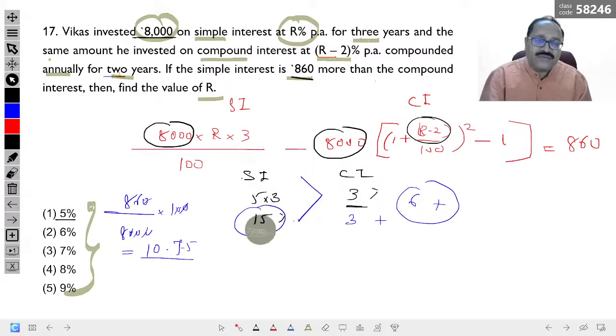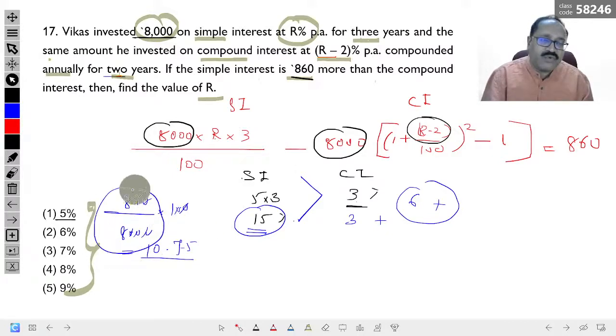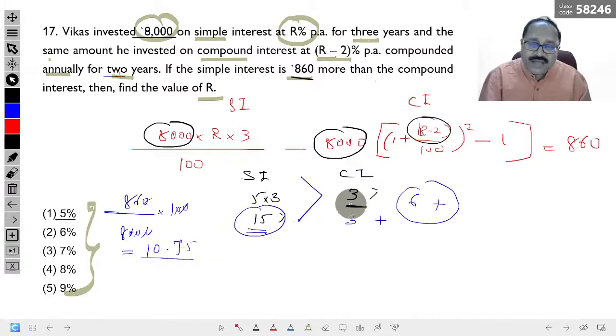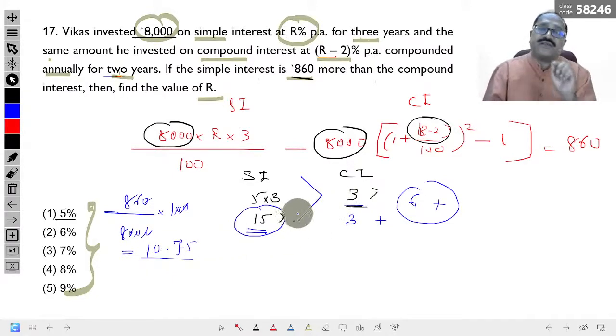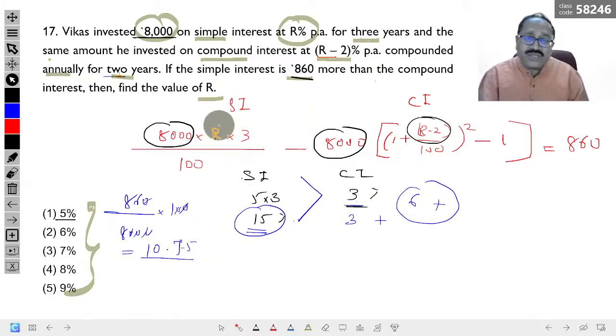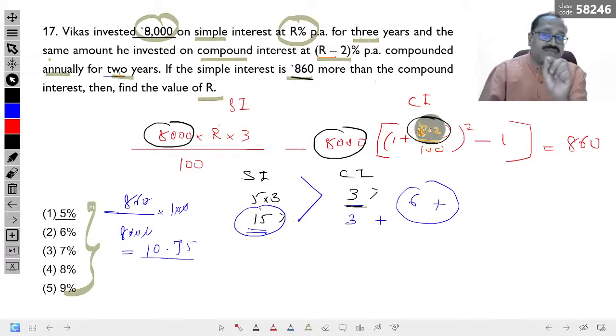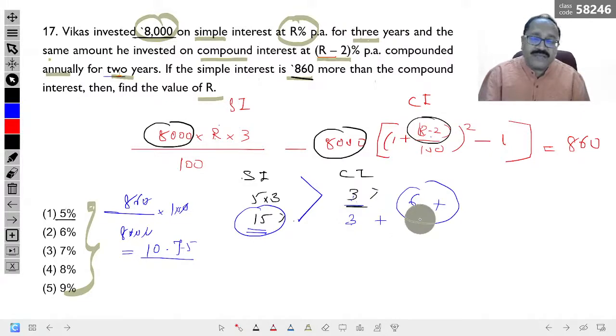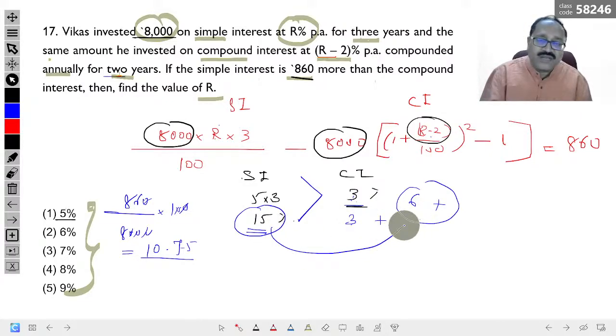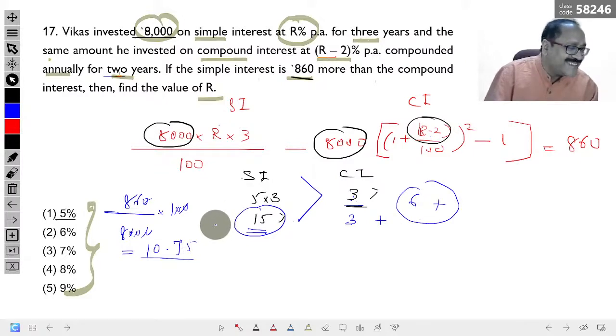So 5 into 3 is 15% होना चाहिए यहाँ पे. And the simple interest is 860 more over 8,000. That means 10.75% more. So here अगर आप 3% ले रहे हैं, क्यों 3% लेंगे? Because this is R minus 2. So here 3. So 3 plus 3 plus something. So you will find the difference is less than 10. So A is not the correct answer. अरे वाह. Okay.